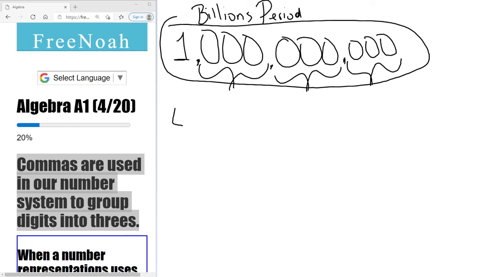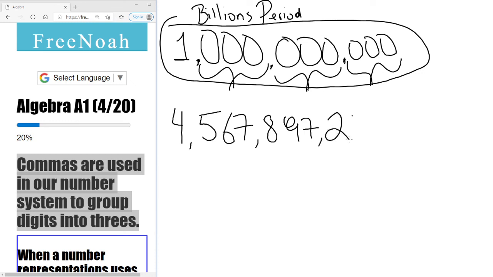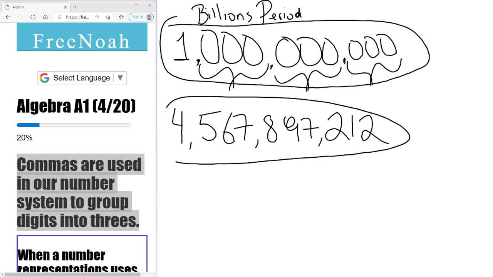So you can honestly say 4,000,000, 5,000,000, or 567,000,000, $897,212. There we go. This number here is in the billions period because it consists of three commas: one comma here, another comma here, and then another comma here. So commas are used in our number system to group digits into threes.